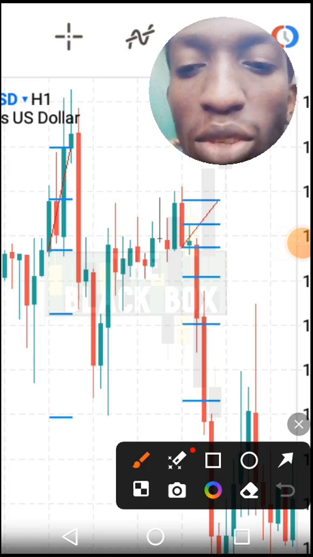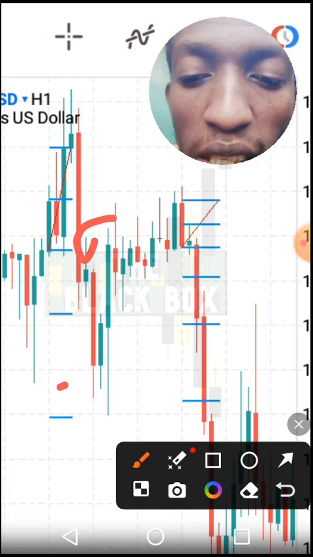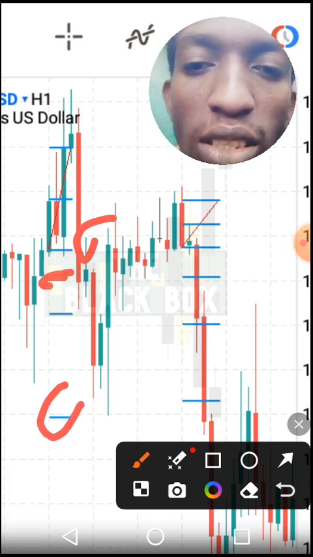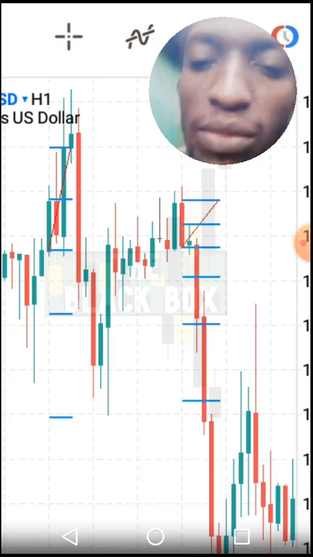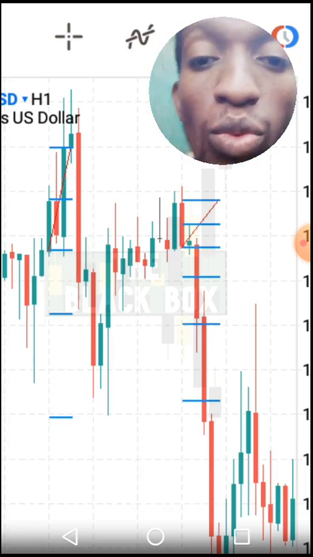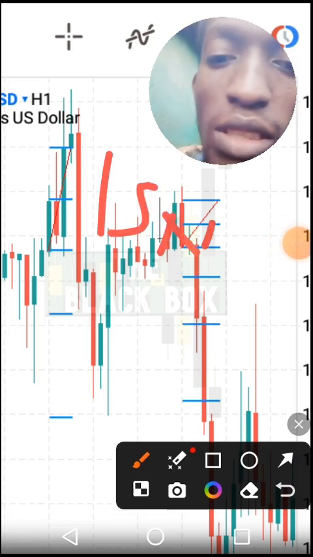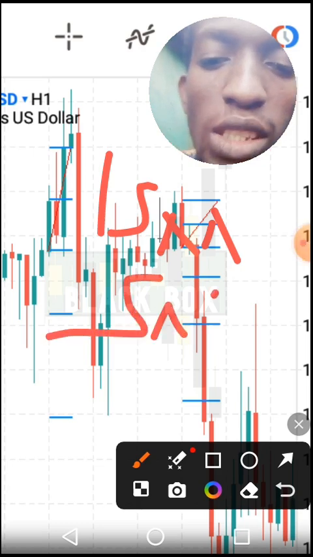But unfortunately there was no setup. You can go to the lower time frames, targeting this one. After getting this, you can go to the lower time frame, enter a sell. But I don't recommend it, okay? I don't recommend it. Stick to where you are trading. If you are trading the 15 minutes, it's okay. If you are trading the 5 minutes, it's okay.